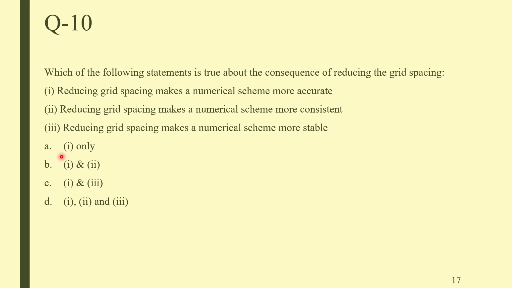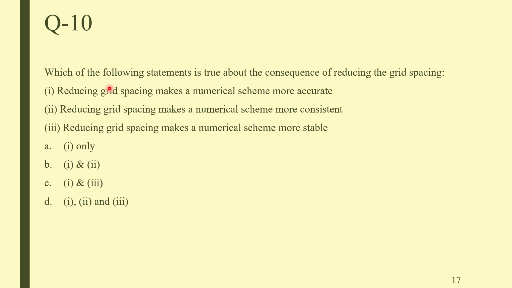So I would say that reducing the grid spacing makes the numerical scheme more accurate. It would not make it more consistent or more stable, because consistency and stability would again depend on the time step factor also. But accuracy would improve, because if the grid spacing is reduced, the information propagated from one point to another is better resolved, so the error would be reduced and the accuracy would be improved.